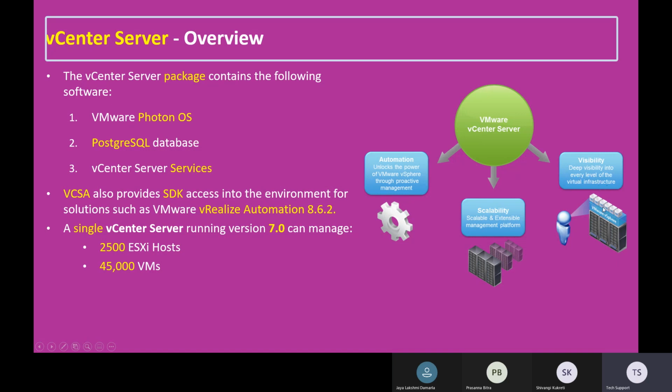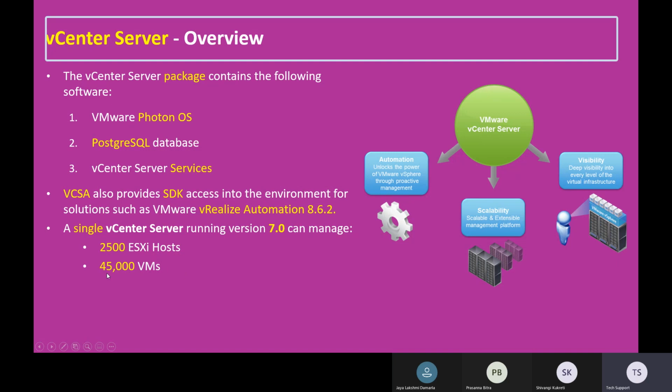And visibility means the vCenter server has deep visibility into every level of the virtual infrastructure. Virtual infrastructure, if you notice here, includes the hardware, the VMware ESXi server, and the virtual machines. All the components can be centrally managed from the vCenter server. A single vCenter server running version 7.0 can manage up to 2500 ESXi hosts. So we need to know how to verify these configuration maximums.